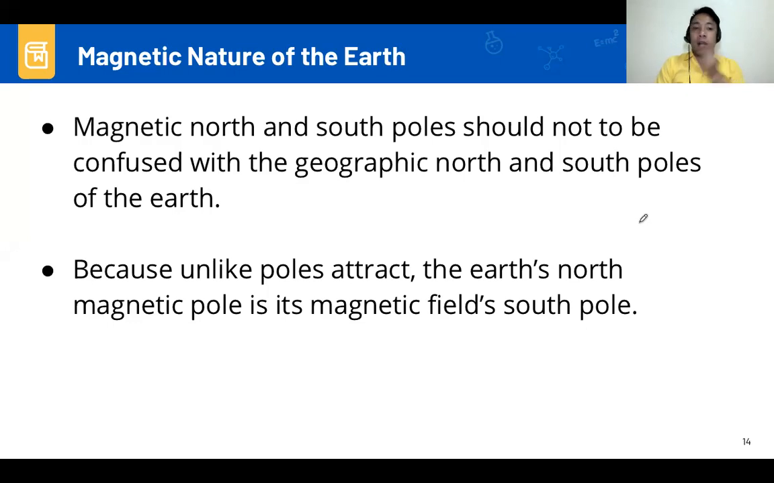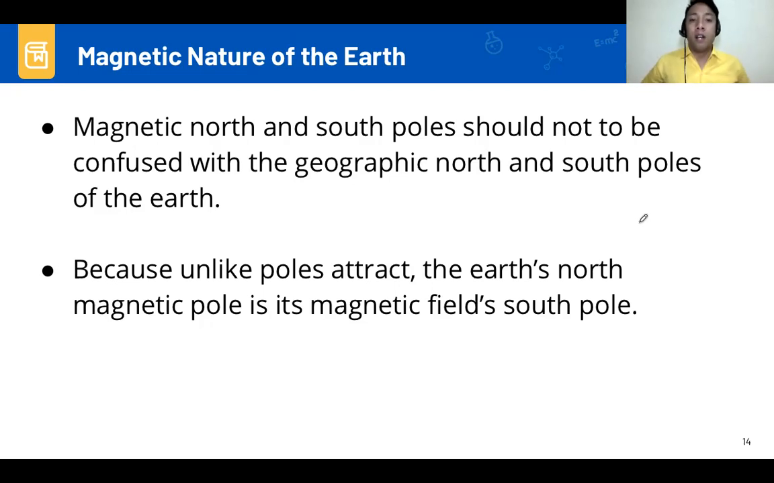Why? There is also a magnetic force around us. The magnetic nature of the Earth. When you say nature, it is already constant there. Kumbaga, hindi mo na siya matatakasan. Parang hindi mo na siya matatanggal, because it's already nature.